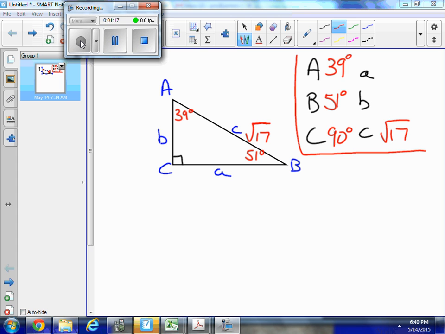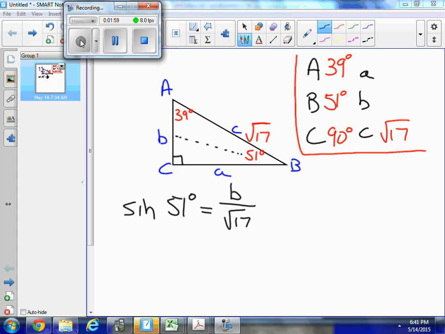And I can use any number of trigonometric functions to do that. So I think I'm going to start by trying to find side B. And side B is opposite angle B. You'll notice that the sides and the angles are lettered the same when they're opposite one another. So I could do sine 51 degrees is equal to opposite, which is B, over hypotenuse, which is C, which is radical 17.